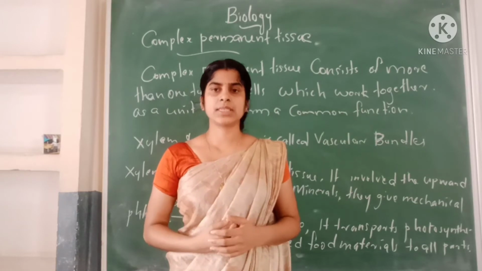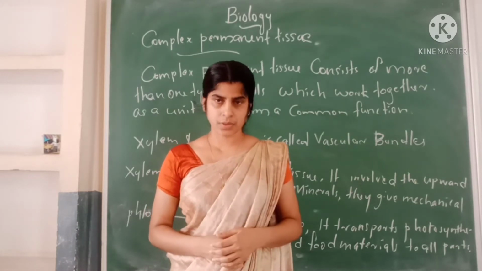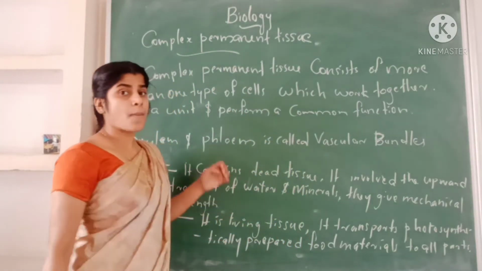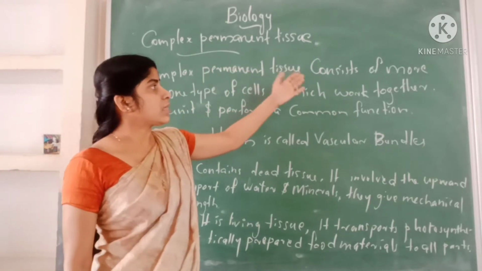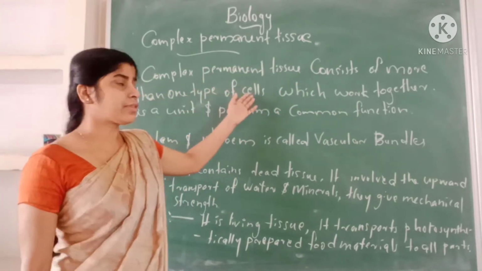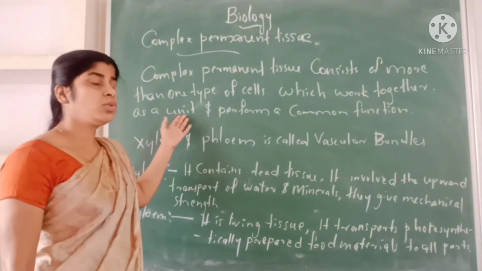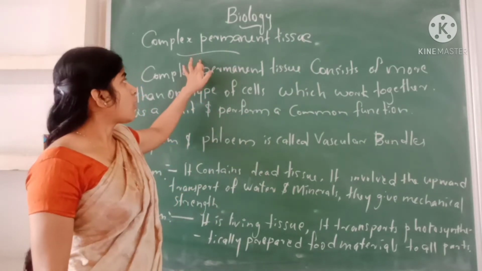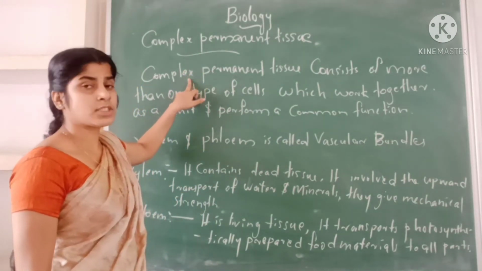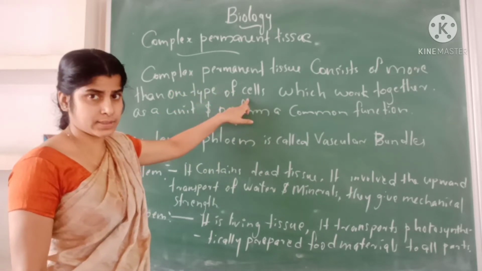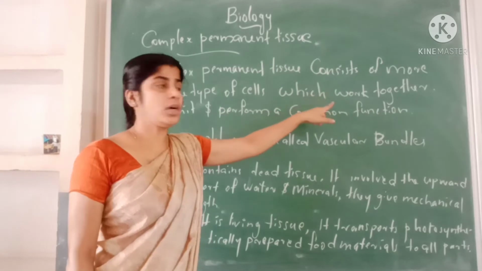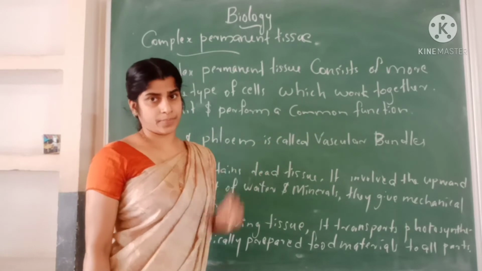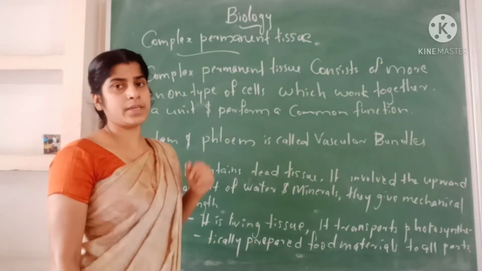In the last video we discussed simple permanent tissue. Now we are going to discuss the topic complex permanent tissue. Complex permanent tissue consists of more than one type of cells which work together as a unit and perform a common function. That is what complex permanent tissue is.